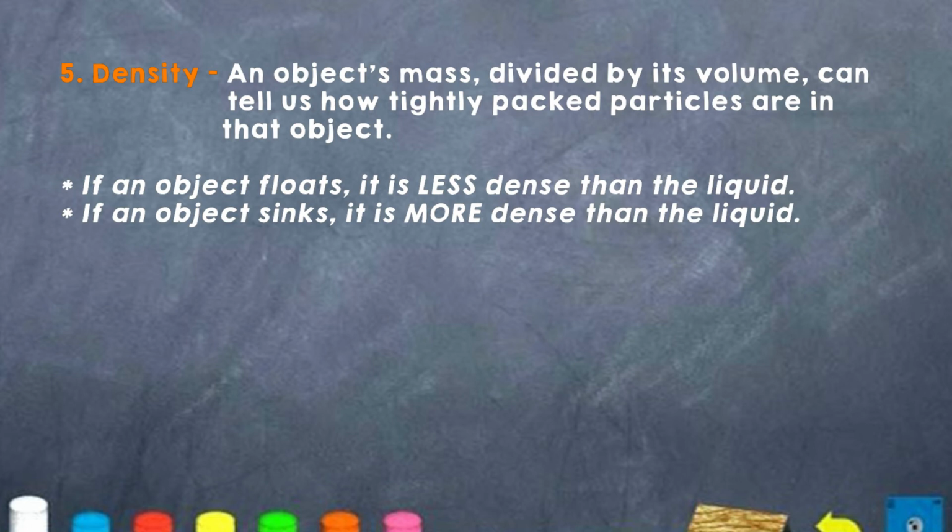Next, we also have density. What is density? We can observe these things from matter. Now, density is where an object's mass is divided by its volume. It tells us how tightly packed particles are in an object. If an object floats, it is less dense than the liquid. If an object sinks, it is more dense than the liquid.